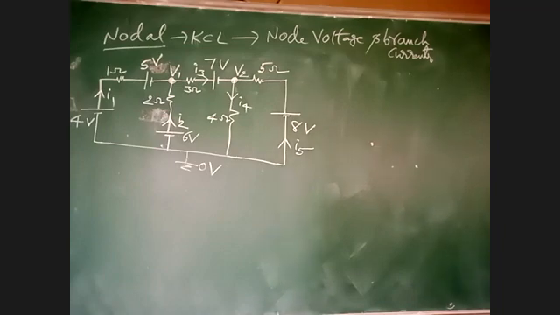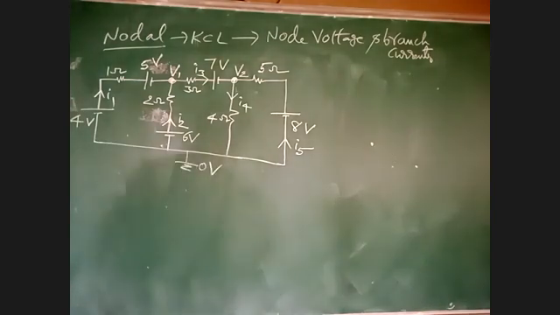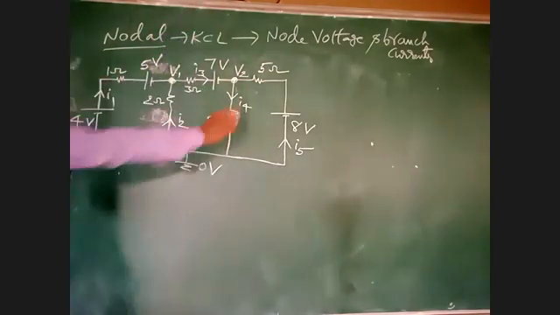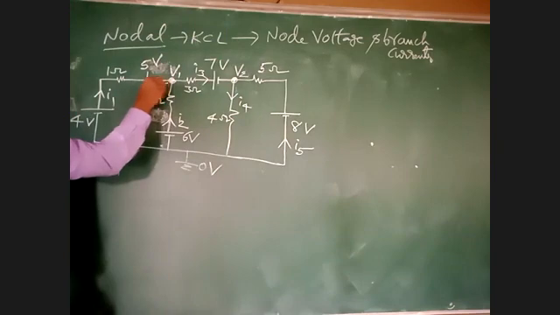Now we are having two nodes, so we will get two nodal equations. Previously we had one nodal equation only because we had only one node. Number of nodes is equal to number of nodal equations. So first I am considering the first node point. For determining the first node voltage, assume all currents are leaving from the node.